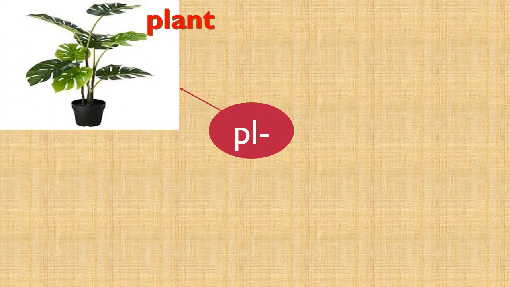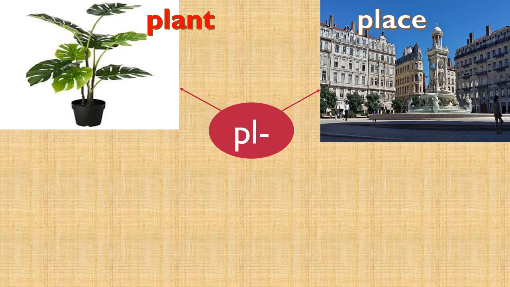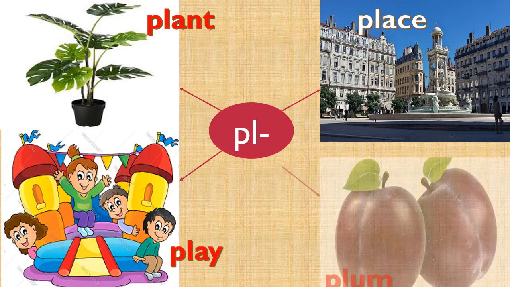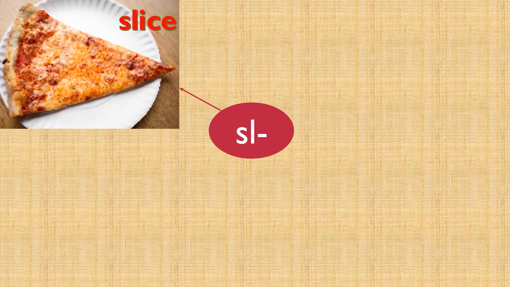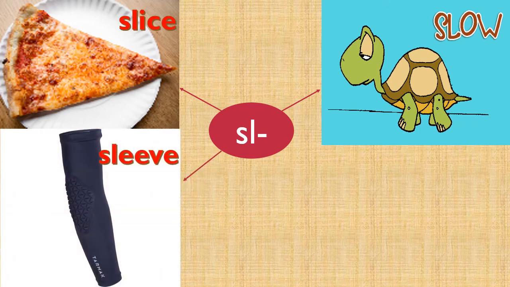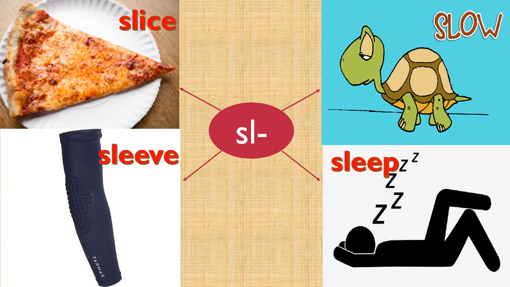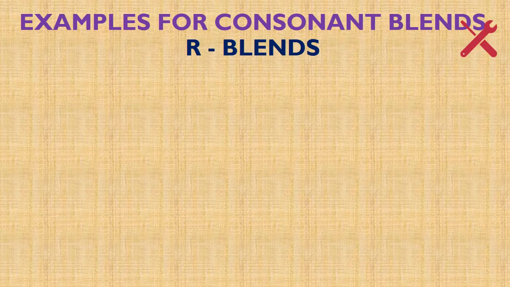The next initial consonant blend is PL, pl. Plant, place, play, plum. So these are all the examples for pl. The next initial consonant blend is SL, sl. Slice, slow, sleeve, sleep. So now I'm going to give you examples for R blends.